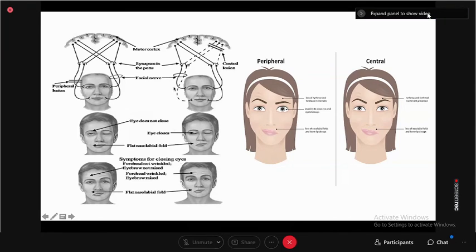Whenever there is a central lesion, because of bilateral cortical representation, even though these fibers are cut, the individual is still receiving supply from the other side, so the upper half of the face is spared. So remember, for all practical purposes, LMN facial palsy is a complete facial palsy. UMN facial palsy is a partial facial palsy.